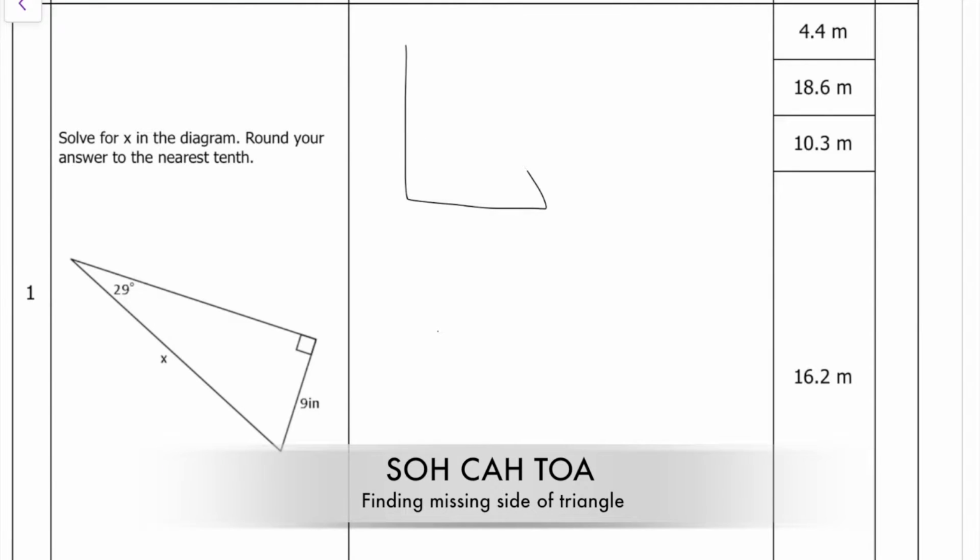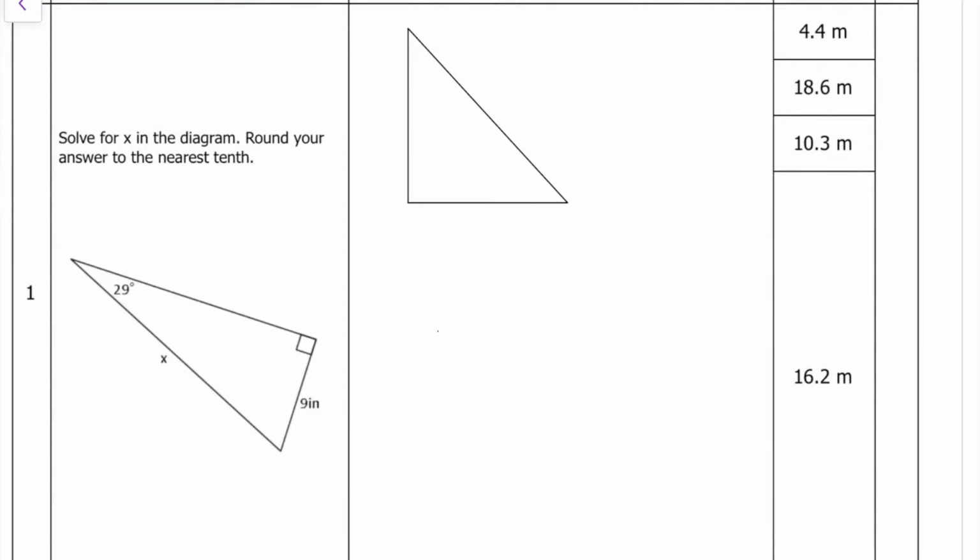First, I like to redraw the triangle because it's hard to read when it's sideways. I will relabel all of the parts. The top angle is 29 degrees, the missing side is the hypotenuse, and the bottom side is 9.